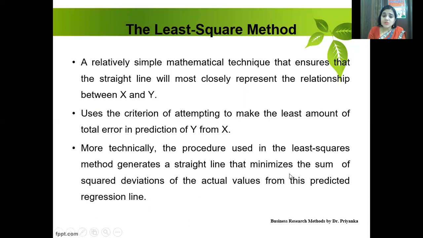More technically, the procedure used in the least squares method generates a straight line that minimizes the sum of squared deviations of the actual values from this predicted regression line.